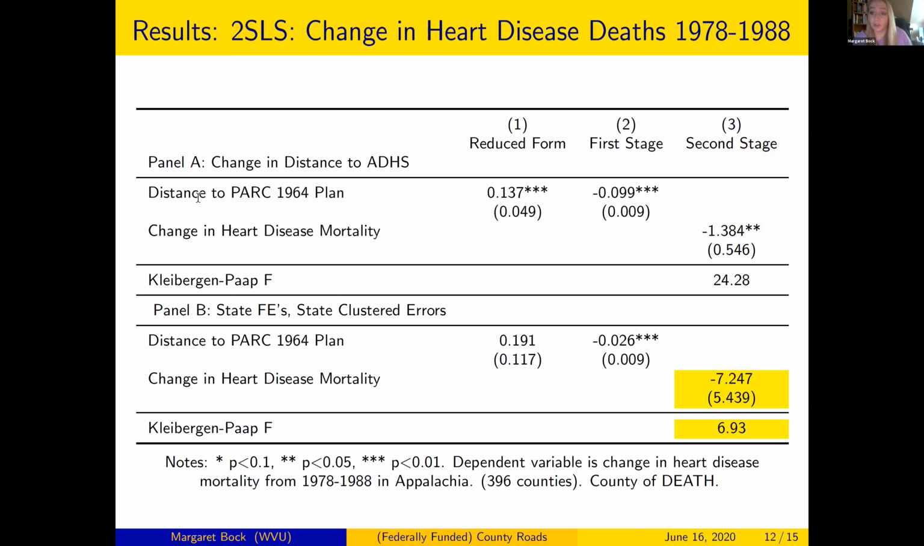However, the strength of my instrument goes away once I add state fixed effects and state clustered errors. So I still plan to run additional models that correct for weak instruments, so maybe I can get back some of my significance that way. But this significant result goes away if I add state fixed effects. So this prompted me to try a different approach, which is using a diff-in-diff model.